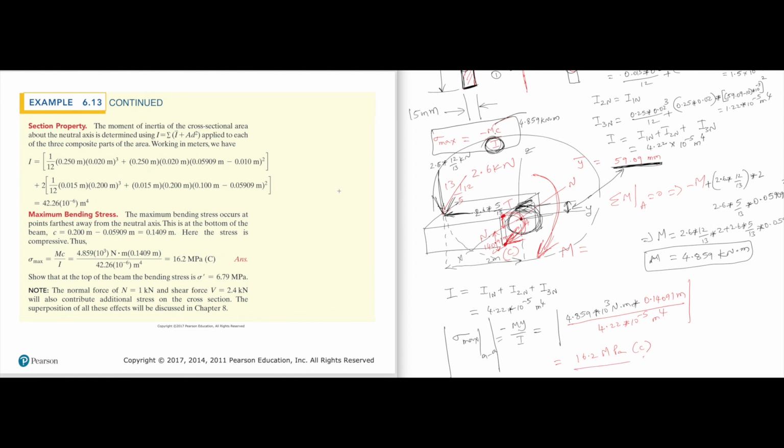What is the tensile stress? For the maximum tensile stress, you have to substitute in place of this 59.09 millimeter. Then we will get the maximum tensile stress which is acting at that point. Okay. So this is the idea.